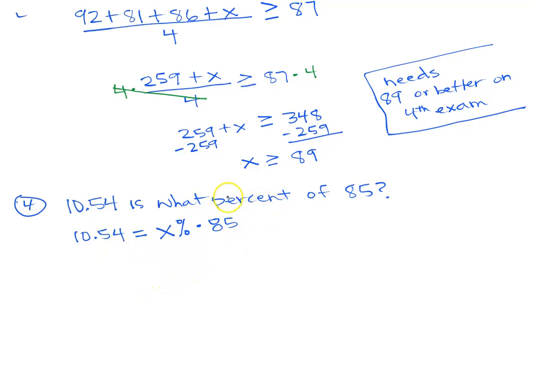Or you could set it up as a proportion. Some students like to do it that way as well. But if we solve for x here on this one, we just need to divide by 85, because right now it's connected by multiply. So if we divide by 85, put in your calculator, what is 10.54 divided by 85?